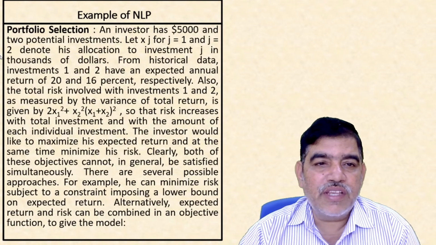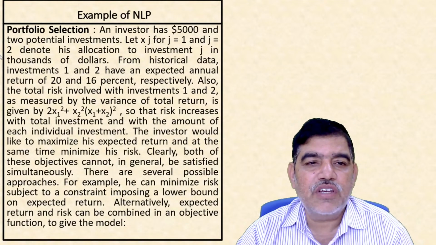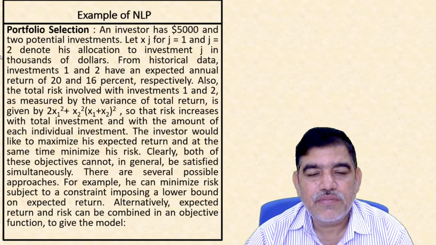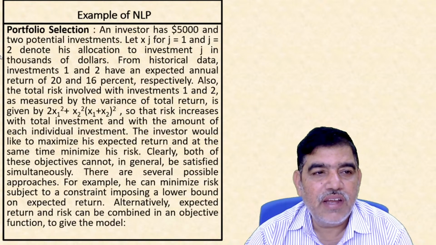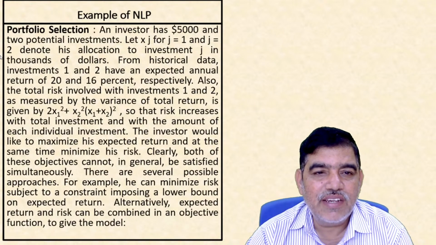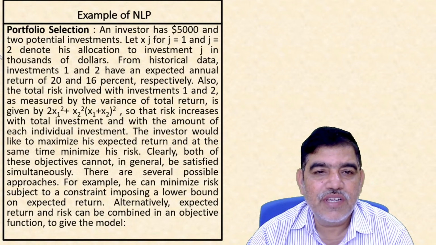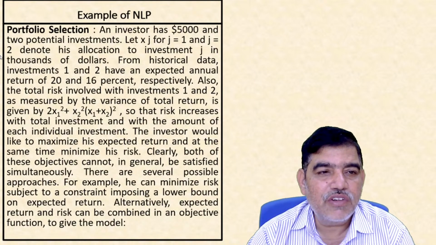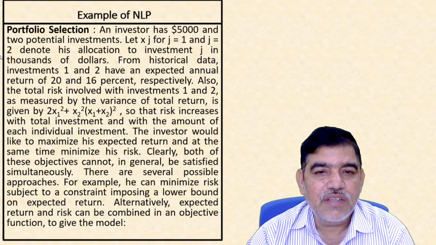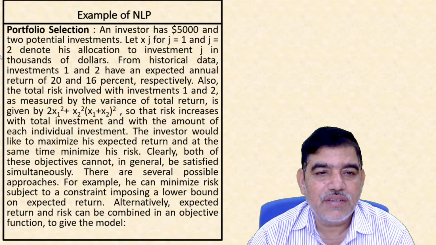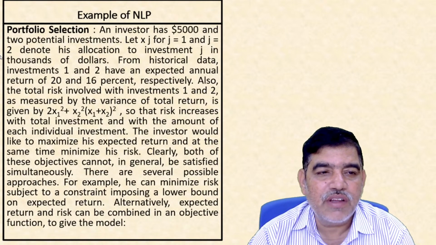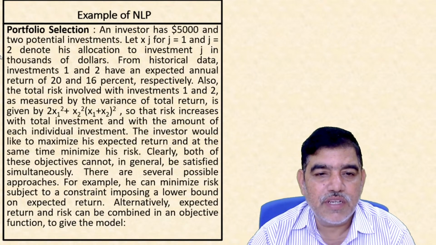Then, the example of nonlinear programming. Let us consider an investor has $5,000 and two potential investments. Let xj, for j equal to 1 and j equal to 2, denote his allocation to investment j in thousands of dollars. From historical data, investments 1 and 2 have an expected annual return of 20% and 16% respectively.